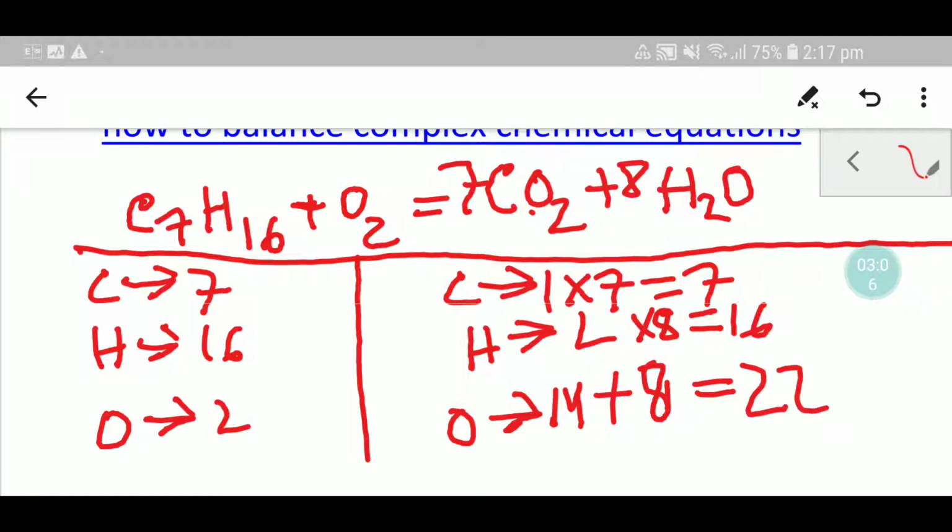So you are getting 22 oxygen on the right hand side, but here you have 2. So to balance the oxygen, you can multiply here by 11, that gives you 22, and this 11 must come before this oxygen that is here. So you have to place here 11, right? So now everything is balanced. Carbon 7 7, hydrogen 16 16, oxygen 22 22. So everything is balanced. Now you can say that this is the balanced equation.